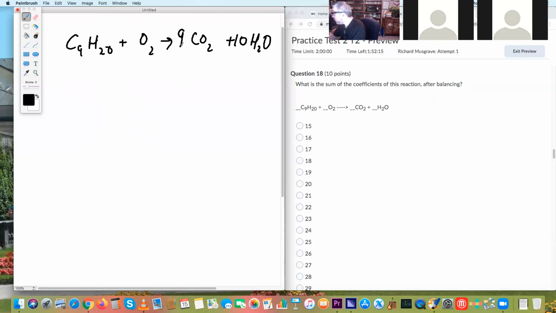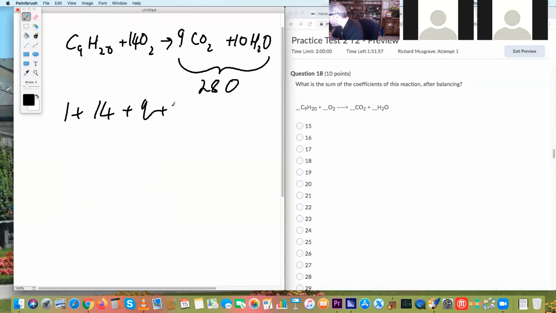Then we can look at the oxygens. We've got 9 times 2 is 18, plus 10 is 28. So there's 28 oxygens on that side. And we've got O2 over here. If we put 14 in front of this, that will balance it out. The sum of coefficients, 1 plus 14 plus 9 plus 10. So 15 plus 19 would be 34, would be the answer for that one.